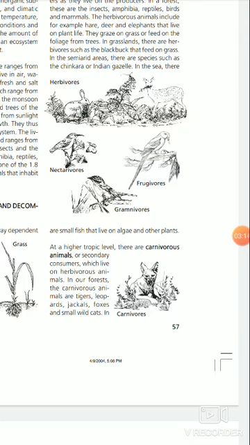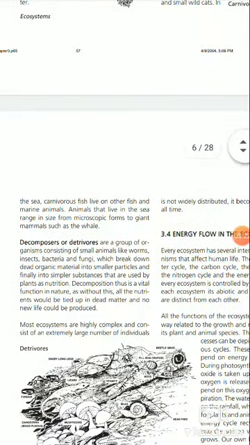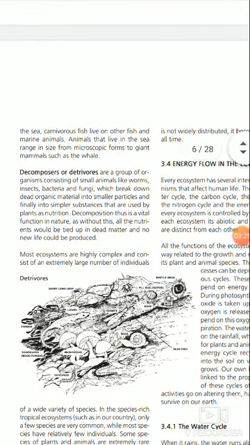In our forest, the carnivorous animals are tigers, leopards, jackals, foxes, and small wild cats. In the sea, the carnivorous fish live on the other fish and marine animals. Animals that live in the sea range in size from microscopic forms to giant mammals such as the whale.